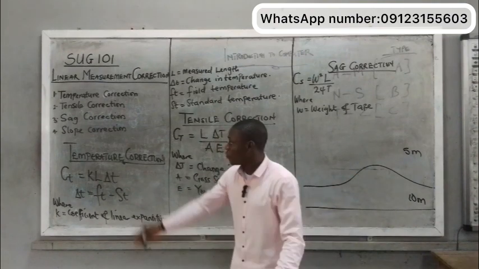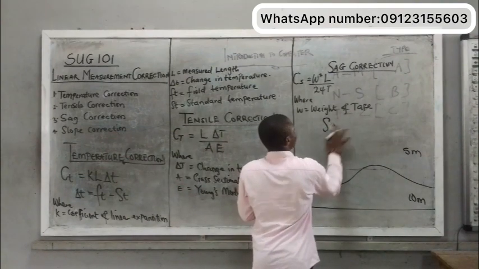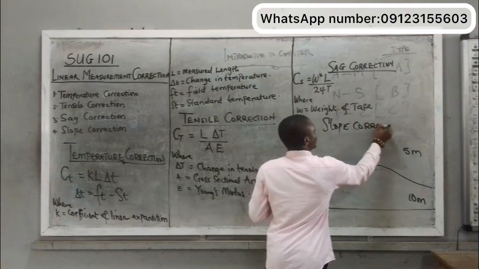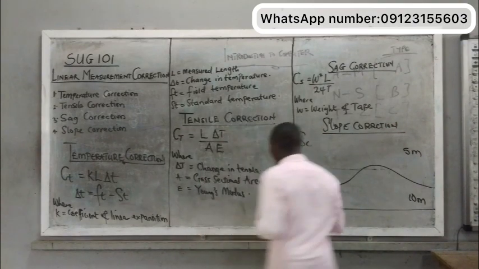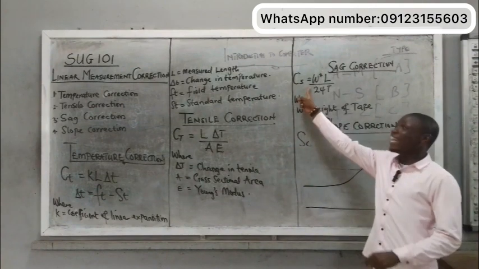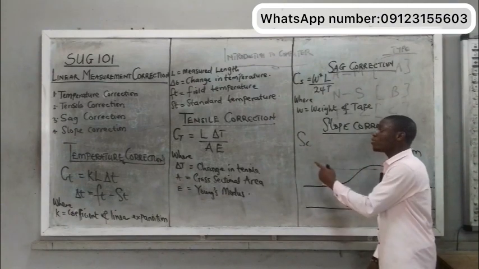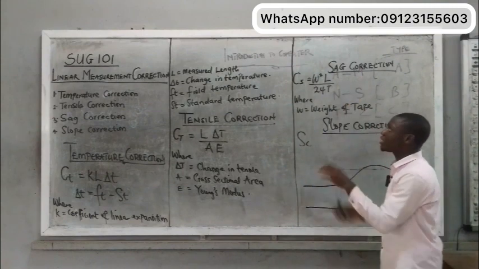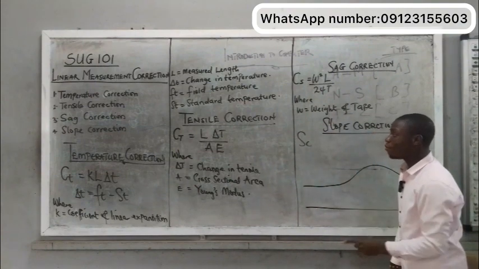That's why you apply the concept of slope correction. Let me start slope correction. Slope correction is given by SC. Observe this. We said side correction is CS, and slope is SC. Do not make a mistake. If you put SC for sag correction, you are getting it wrong. Ensure that for sag correction, C comes before S. For slope correction, S comes before C.